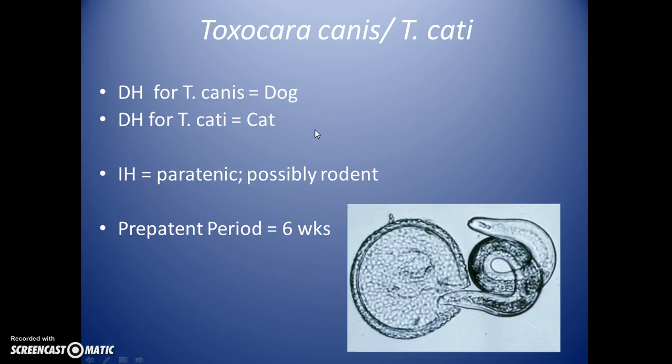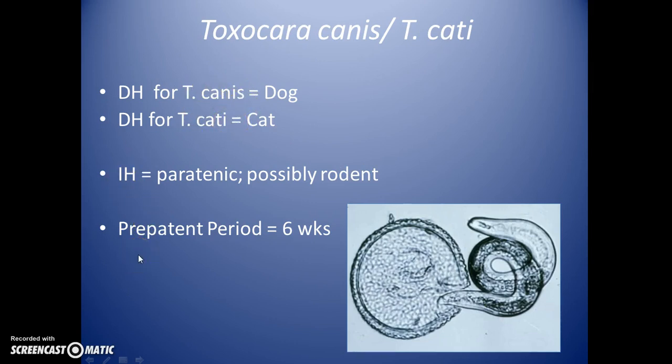Now the definitive host, or the main host for Toxocara canis is the dog, and Toxocara cati is the cat. Now there is a potential for an intermediate host. It is possibly a rodent, and we refer to the rodent as a paratenic host. A paratenic host is just a transport host. The parasite, if it is ingested by the rodent, does not die, nor does it develop to the next life stage. It's kind of like a waiting area for that parasite until the rodent is eaten by a definitive host, meaning the dog or the cat.